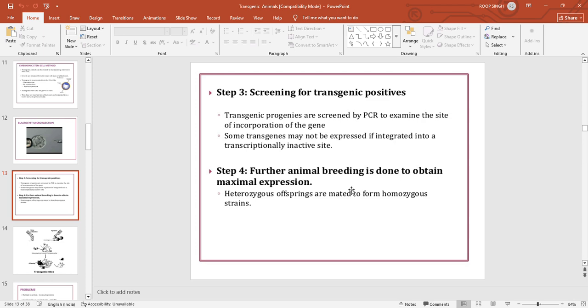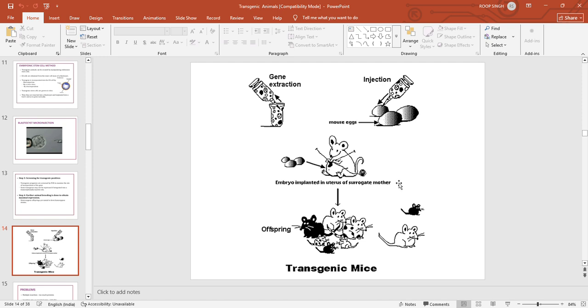Then further animal breeding is done to obtain maximal expression. Heterozygous offspring are made to form a homozygous strain, so you have two copies of the transgene, and we have more expression. To get maximum expression, breeding is carried out, and you can have progenies harboring the transgenes. So this is the same thing here: transgene injection into the mouse eggs, then you have the surrogate mother's uterus, and then you have a transgenic progeny, a transgenic mouse basically.